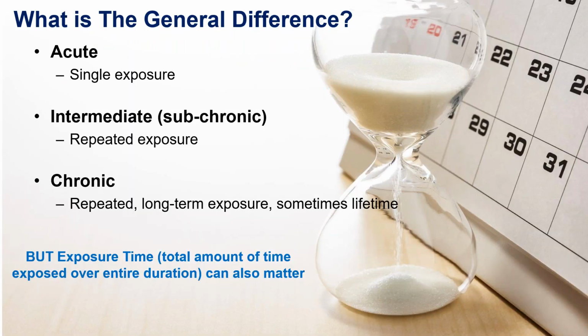So when I'm talking about acute, chronic, I'm tossing these terms around, what do they mean? Well, the general difference between them is that an acute exposure is generally, but not always, considered to be a single or one-time exposure of a relatively short duration. An intermediate exposure, or you often hear the term subchronic used to describe this, is a repeated exposure for some duration that's more than a single exposure, but less than a long-term exposure. And chronic is a repeated long-term exposure, sometimes over the lifetime.